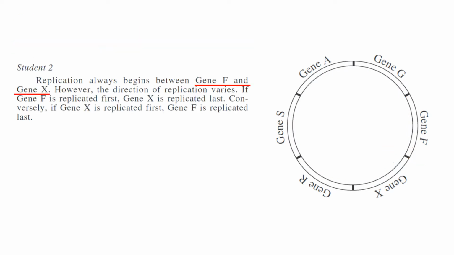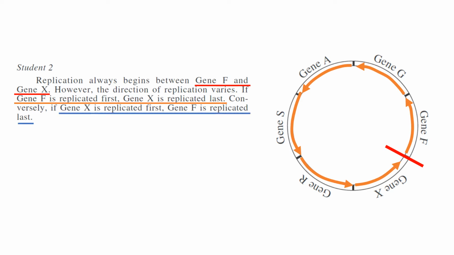Student 2, replication begins between F and X again. Same as student 1. It's nice to know when they're the same. However, the direction varies. If X is first, X is last. If X is first, F is last. So it could go either direction. So that's the difference between 1 and 2. It could go either direction.